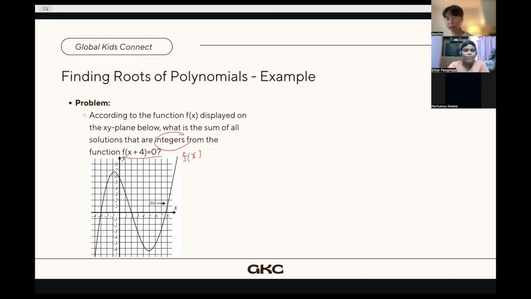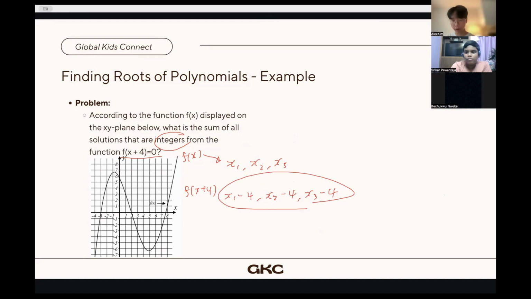And so how we can utilize this information is that first we find the roots. So let's say there were 3 roots for the original f of x before it was shifted. From here, in order to find the roots of f of x plus 4, we just subtract 4 from each root, because everything shifted to the left, so each root will also decrease by a magnitude of 4. And therefore, we just have to find these values, and these will be our answers.